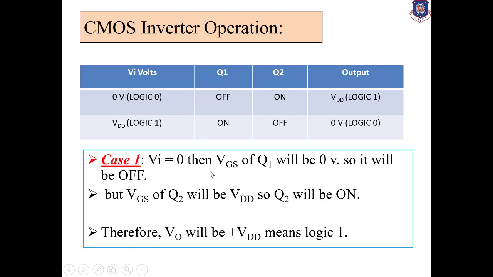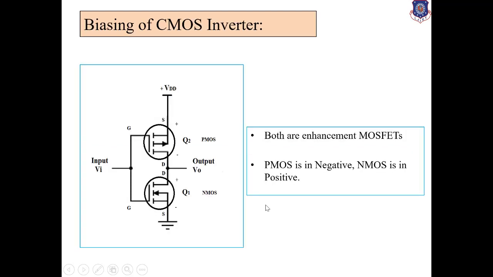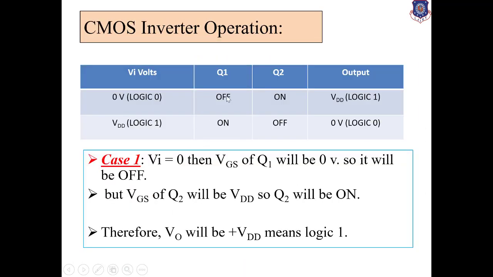If Vi equals 0, then VGS of Q1 will be 0, so Q1 will be off, and VGS of Q2 will be VDD. Here this is the VGS and we have the supply plus VDD. And here this is the NMOS VGS connected with the ground. So here we will have the input 0 and here we will have the input plus VDD. So Q1 will be off and Q2 will be on.